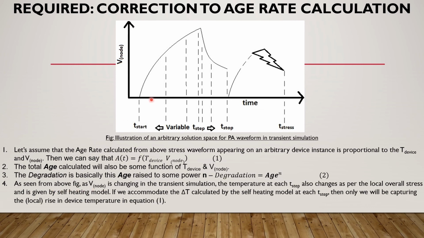As seen from the above figure, as V node is changing in the transient simulation, the temperature at each T step also changes as per the local overall stress, which is given by the integral of A(t) dt and is given by the self-heating model also. So if we accommodate the delta T calculated by the self-heating model at each T step, then only will we capture the local rise in device temperature in equation 1.